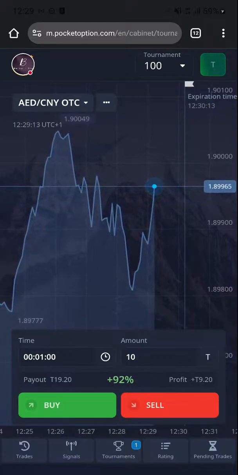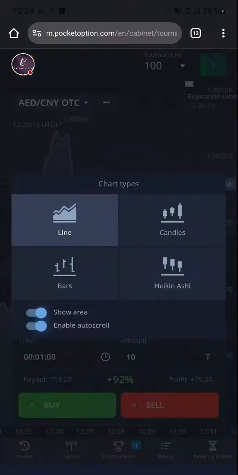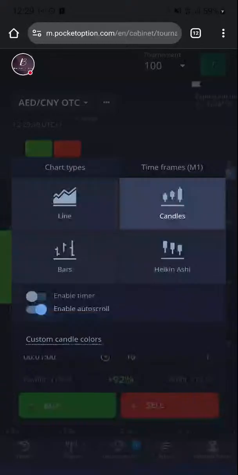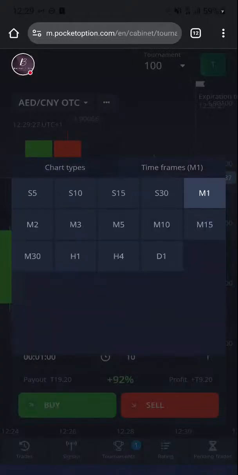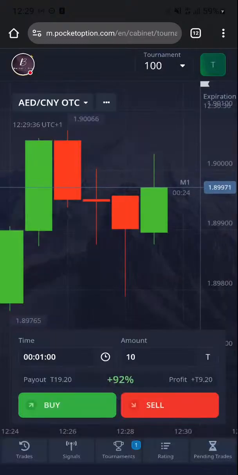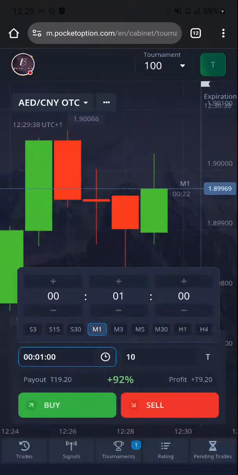So these are set up for today. First, we'll go down here. I will change this chart type to candlesticks. Then we'll enable timer and disable auto scroll. After doing that, the next thing we're going to do is switch to time frame and change it to 1 minute. Then we'll come down here to this trade time and change it to 1 minute.